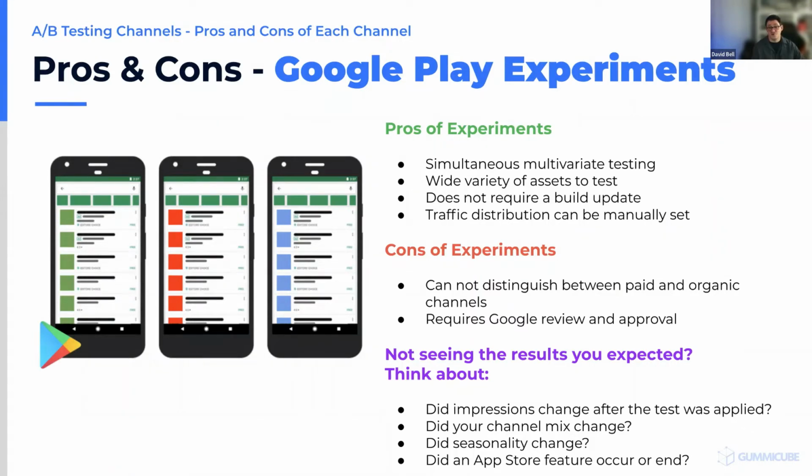And it's important to look at still things like, did impression volume change? Did your channel mix change? Are you going into a seasonally high or low period before or after you deploy a test? And was there a feature that occurred? All of those things should be part of a measurement process when you ultimately deploy a successful experiment.